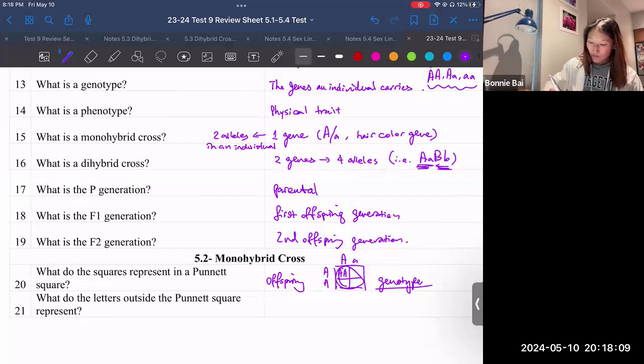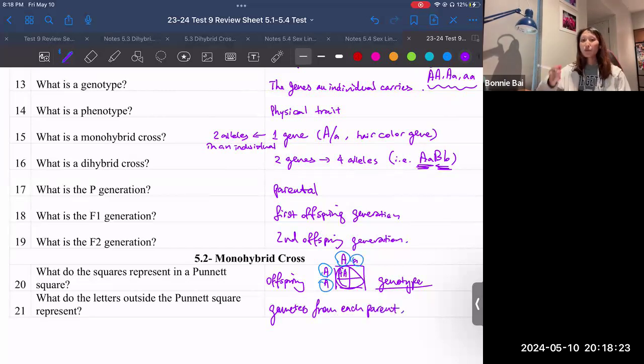So now this one, we're talking about the letters on the outside, the individual letters. Those letters represent gametes from each parent, right? Like I said, each parent carries 2 gametes. It's as if I had 2 pens, one of them is a pink pen, the other one is an orange pen. I have 2 pens, but I'm only going to give you one of the pens. So you can end up with the orange pen, or you can end up with the pink pen.